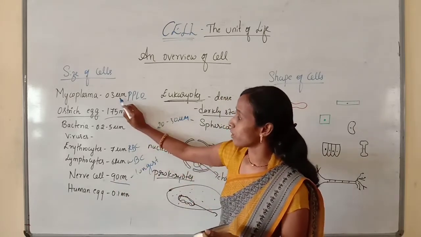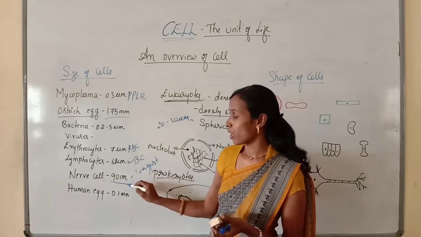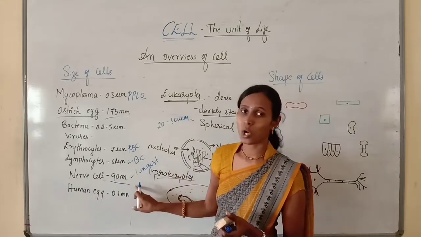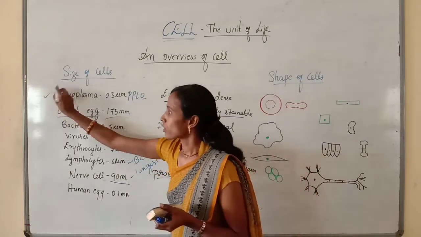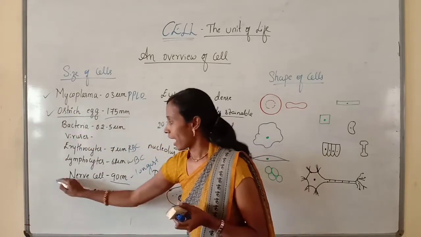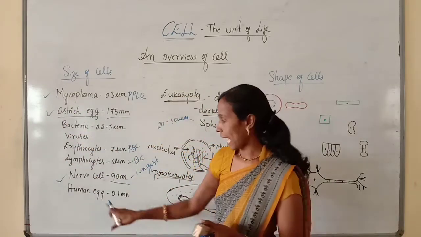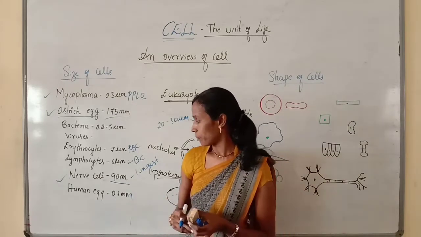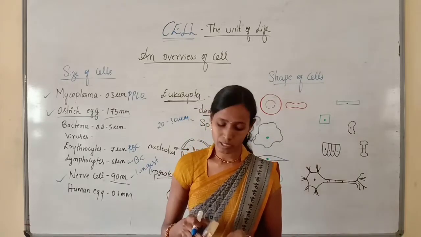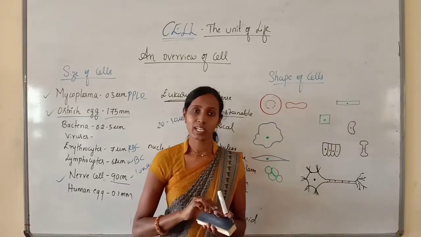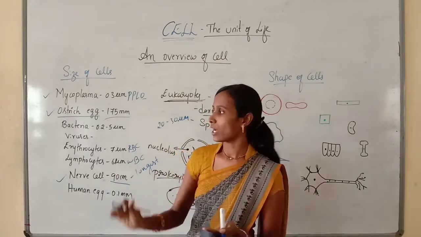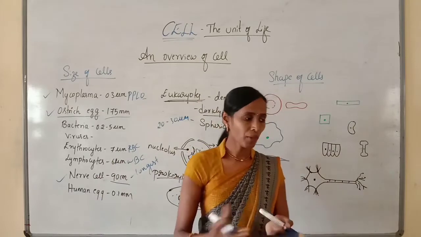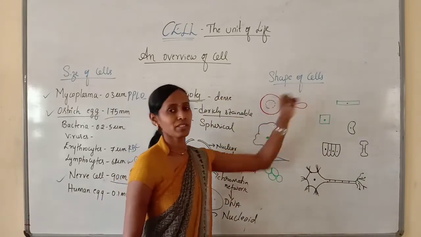Here we talked about micrometers and millimeters. Now the nerve cell measures about 90 centimeters. That's why it is the longest cell. So here we know the smallest cell, largest cell, and the longest cell. And the human egg measures about 0.1 millimeters. So this is about the size of these cells. The size differs in different cells and you should remember the smallest, largest and longest cell. Now we will discuss the shape of the cells.